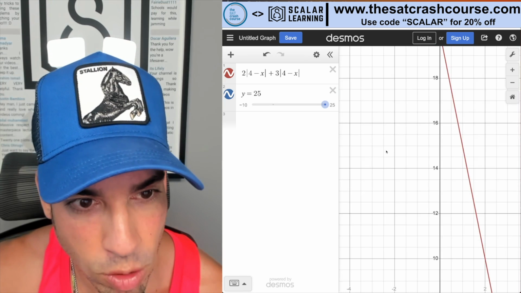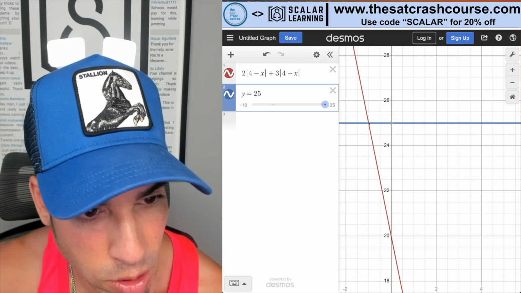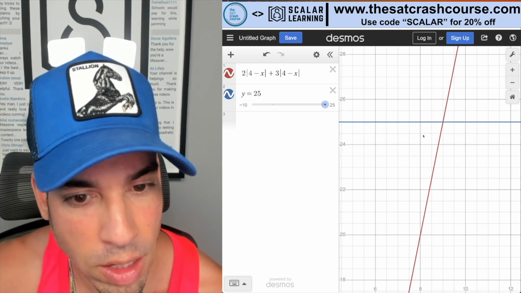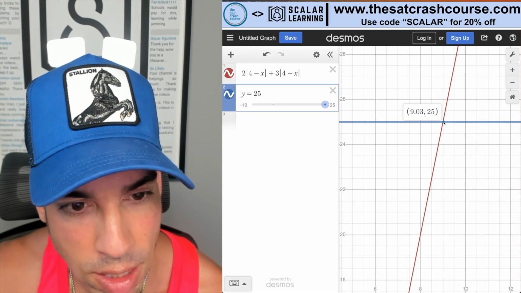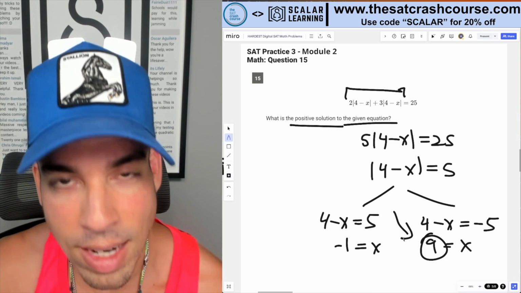We just have to find y equals 25, which is up here. And the solutions are these intersection points. So I see a solution here at about negative 1 and over here at 9. And that's exactly what we found algebraically. So again, double verified. 9 is the winner.